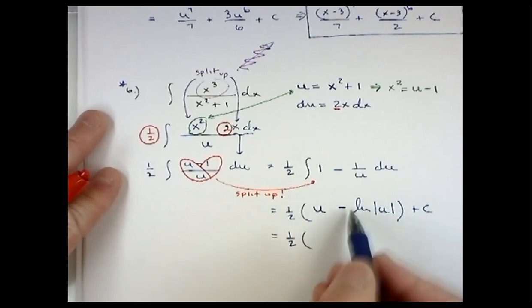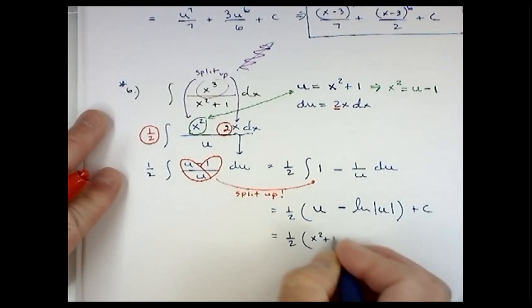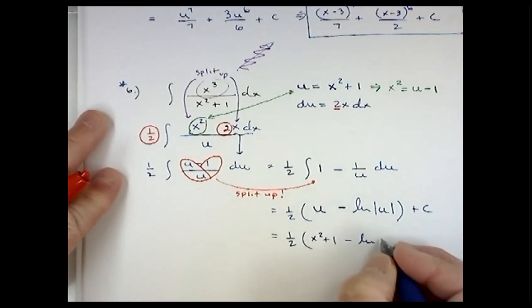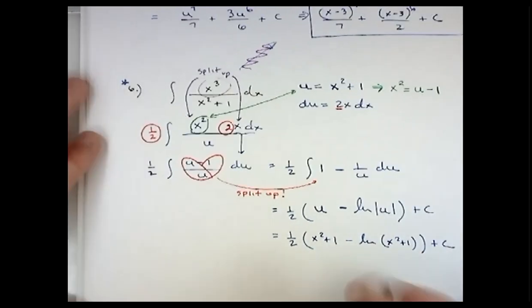And then once I found my antiderivative, I can substitute back in. So this was x squared plus 1 minus ln, might as well just do that, plus c. I'm just going to leave it out like that.